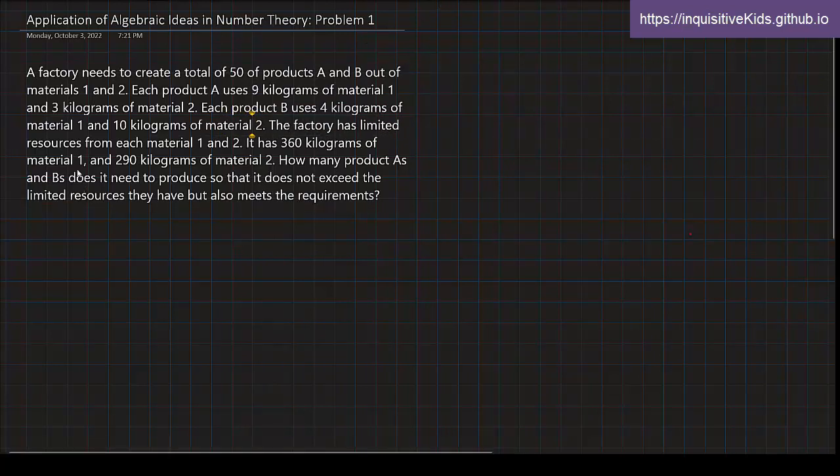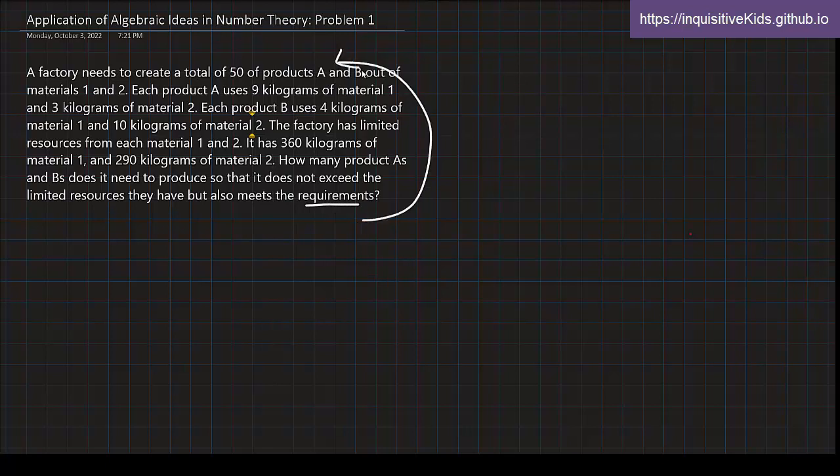The factory has limited resources for each material 1 and 2. It has 360 kilograms of material 1 and 290 kilograms of material 2. How many product A's and B's does it need to produce so that it does not exceed the limited resources they have, but also meets the requirements? And the requirements here mean the first one, where it says a total of 50 products of A and B.